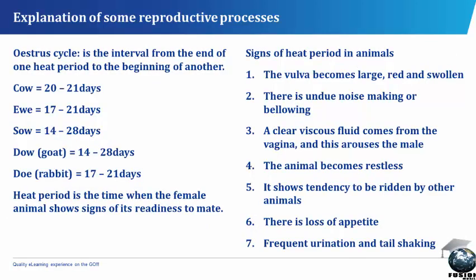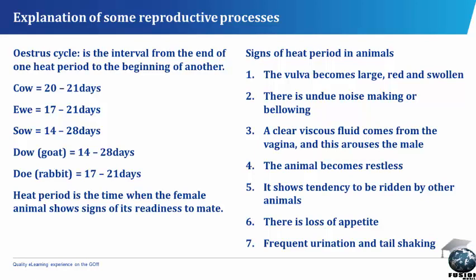We'll talk about the oestrus cycle. The oestrus cycle is the interval from the end of one heat period to the beginning of another heat period. Heat period is the time when the female animal shows signs of its readiness to mate. You can simply say that it is a time when the female animal is ready to accept the male animal for mating, while mating is the act of sexual intercourse between the male animal and the female animal.